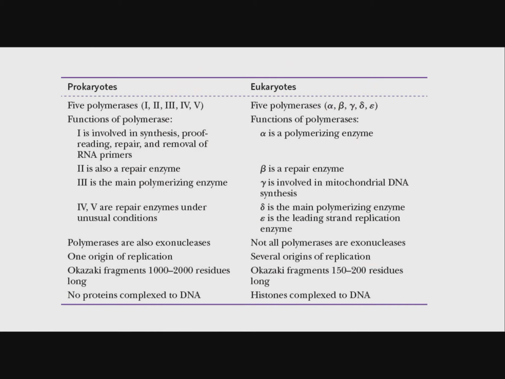Okay. And I mentioned all this stuff here. These are some comparisons. This is a nice comparison between prokaryotes and eukaryotes, and we can see some of the similar functions. The polymerases in the prokaryotes are also exonucleases, but not all the polymerases are exonucleases in eukaryotes. Okazaki fragments are about 1,000 to 2,000 residues versus 150 to 200. No proteins; we have histones.